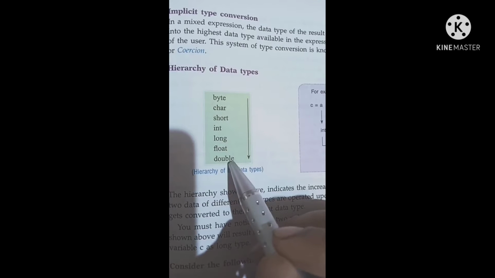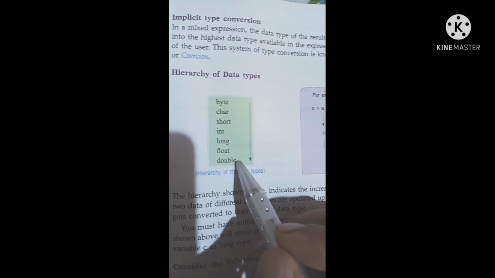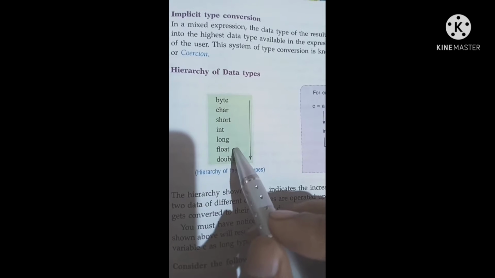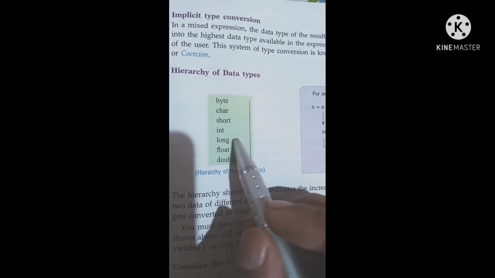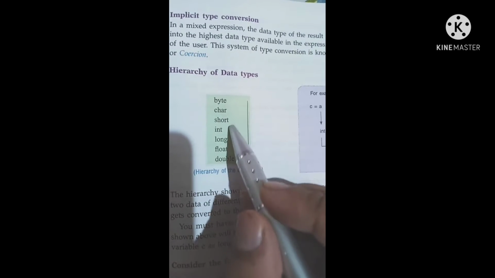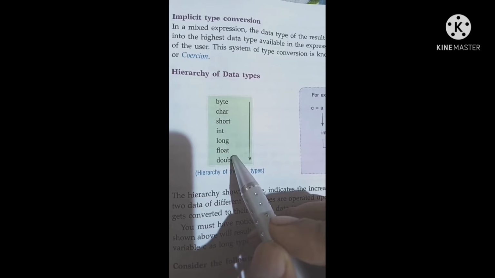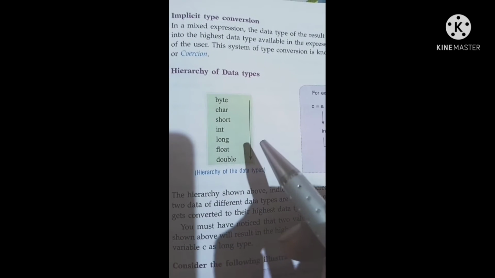I am saying double is the highest data type. The second highest data type is float, and the third highest data type is long. Like this, the system automatically converts into the highest data type in implicit type conversion.